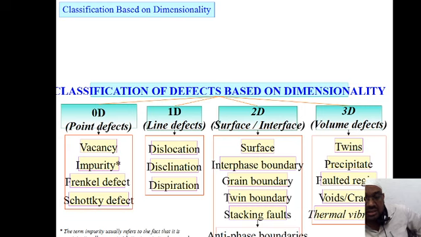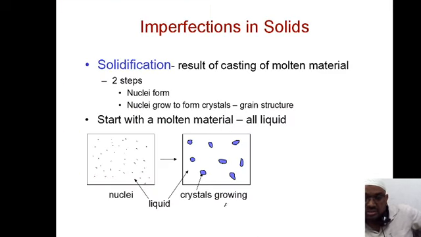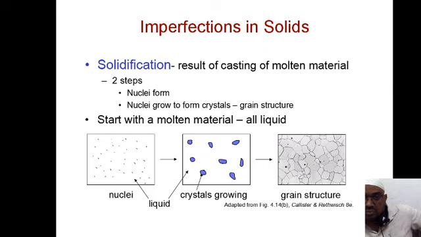Now antiphase boundaries. This is only the classification, right? We need to understand that the classification of defects is based upon dimensionality. So this is called surface or interface defect. And 3 dimension volume defects: twins, precipitates and faulted regions, voids, cracks, and thermal vibrations. Now this is about the imperfection you'll find in the solid. What does solidification result in? Solidification is a result of casting the molten material.